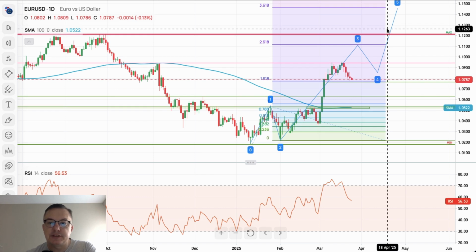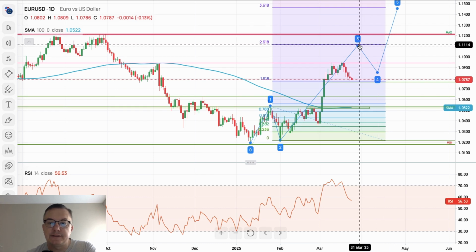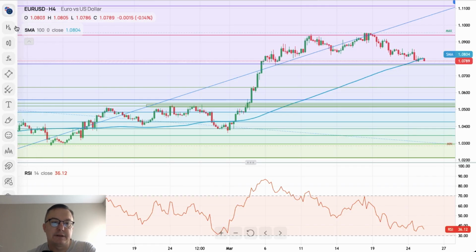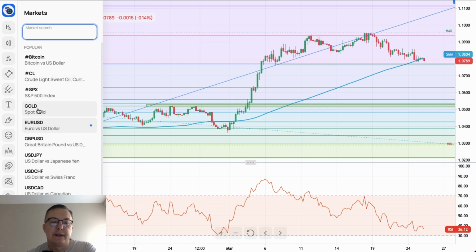Right now, the projected level for the top for the wave 3 is located at 261% Fibonacci extension, seen at 1.1113. So that's the euro dollar. Nothing changes here in our perspective, just as we said yesterday.